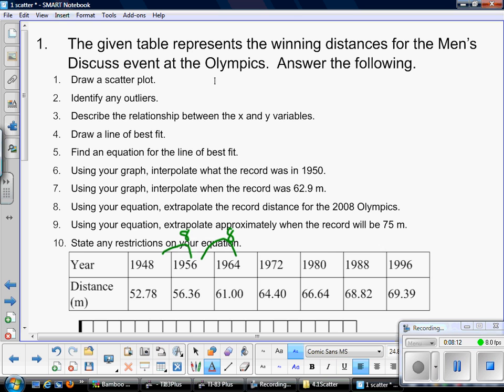And we'll just write: no apparent outliers.